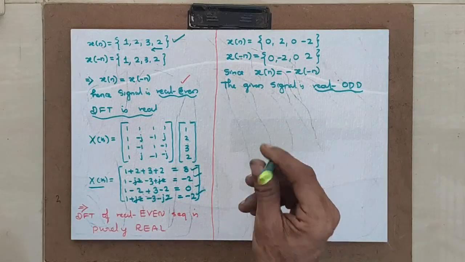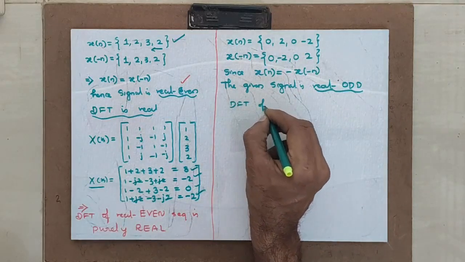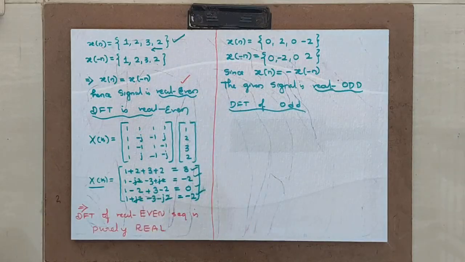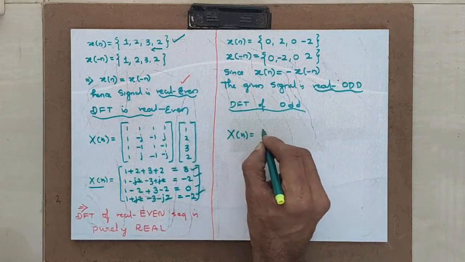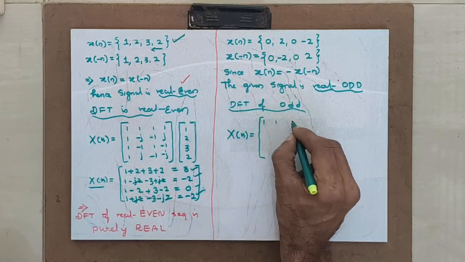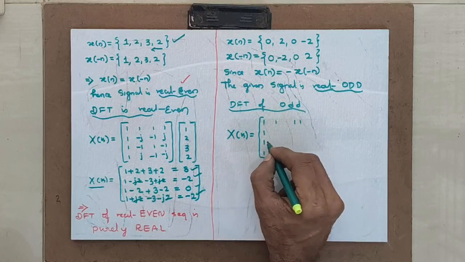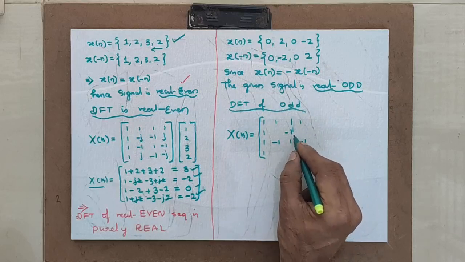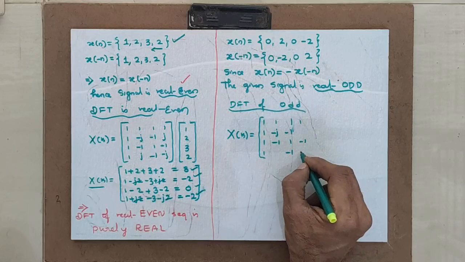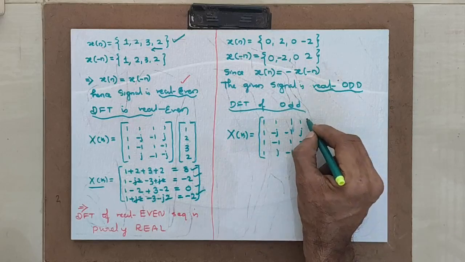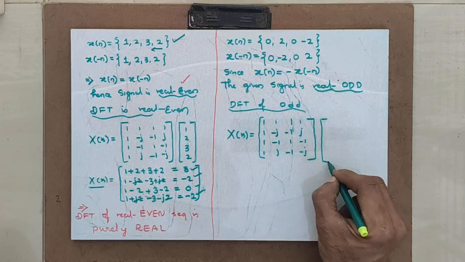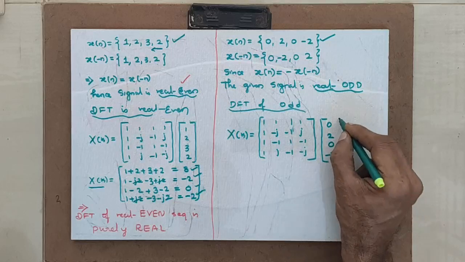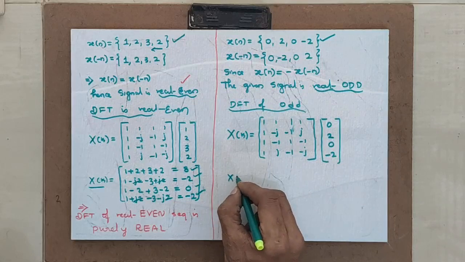Let me find the DFT of this odd signal. Again, finding x of k, I will use the matrix method. First row 1, 1, 1, 1; third row 1, minus 1, 1, minus 1; third column 1, minus 1, 1, minus 1; here I will fill with minus j, j and j. Within a second you are filling the matrix, correct? Into the given sequence 0, 2, 0, minus 2.